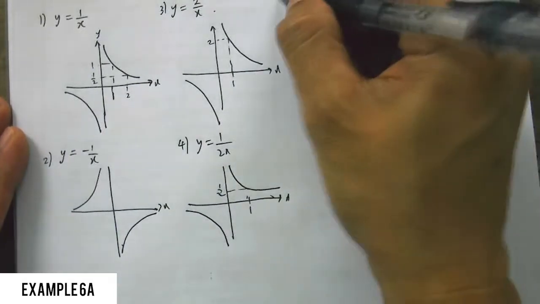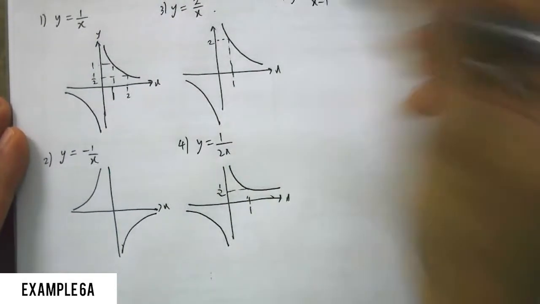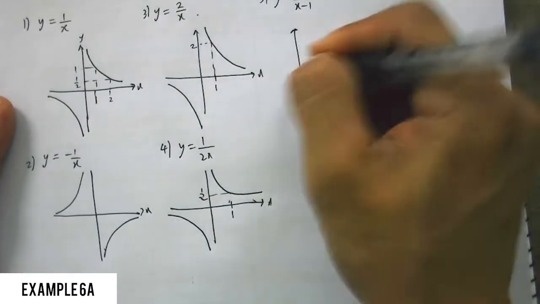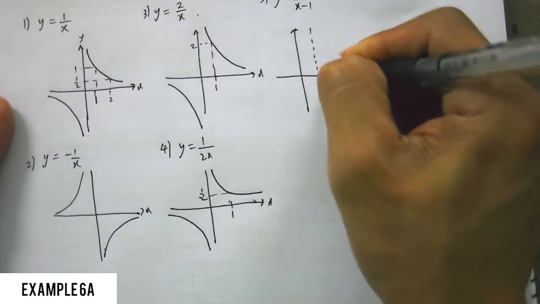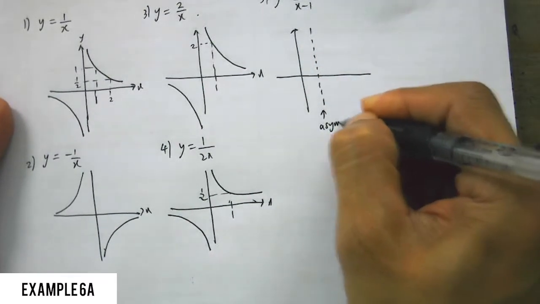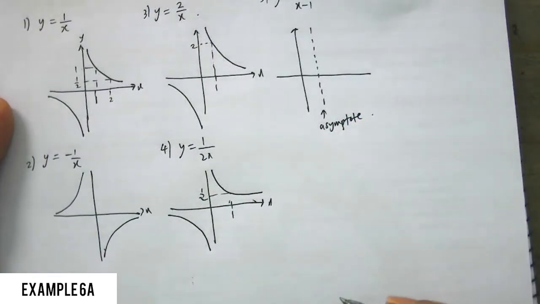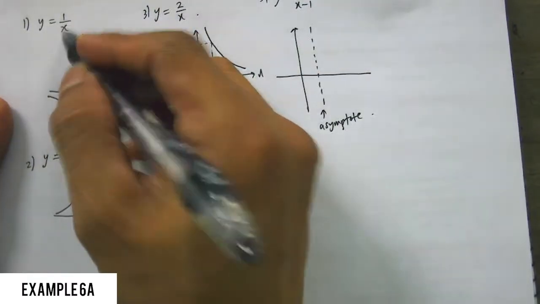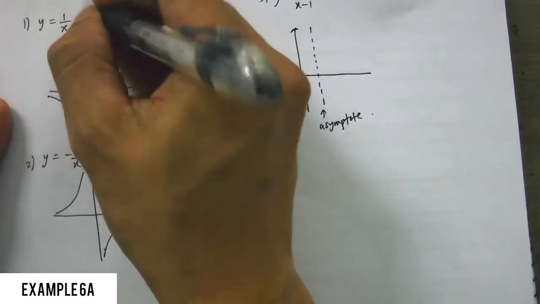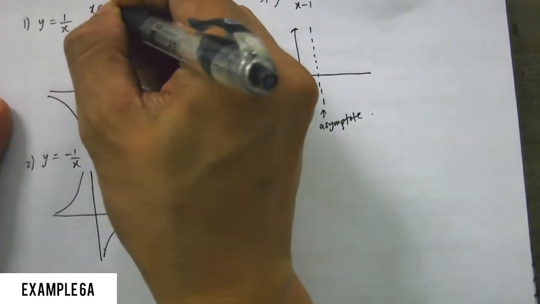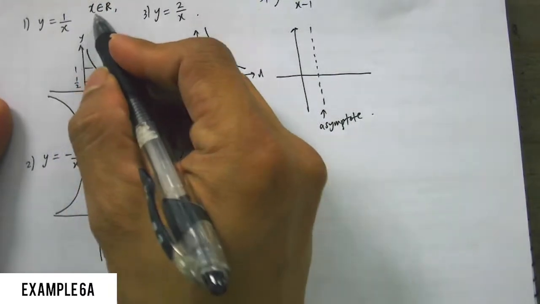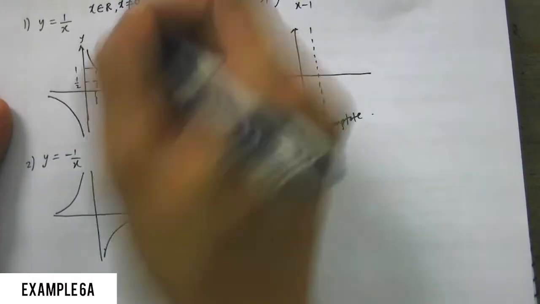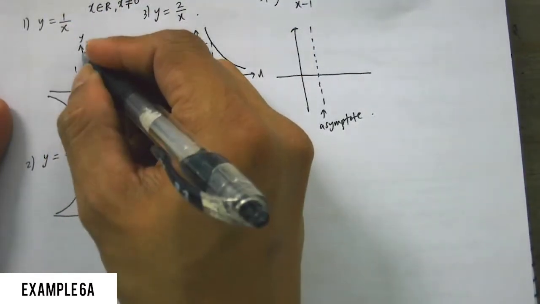Okay, number 5. What happens if I put x minus 1? Now, this is something new. You shift to the right by 1, yes, but there is a line that you need to know. We call it an asymptote. Like when I give y equals 1 over x, your x can take any value. Normally in your exam, they will write x is an element of real numbers, x cannot be 0, because when x is 0, the graph goes to infinity.